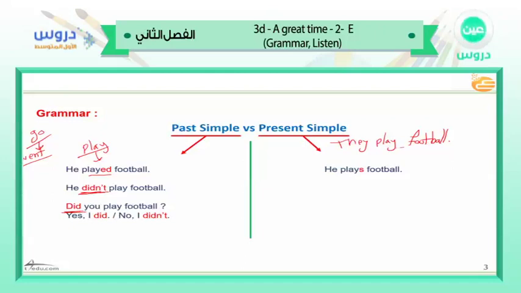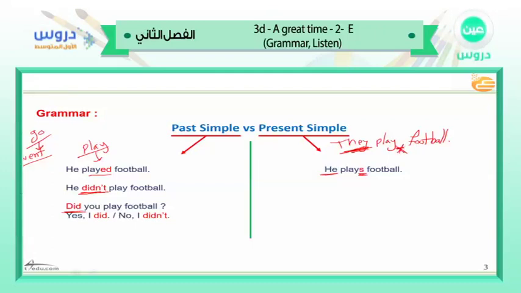So no s. Can you see it? No s, because it's plural. This one, they, but this one, he, we have to use s. He, she, it with s. Okay, they, we, you, I, we don't use s.